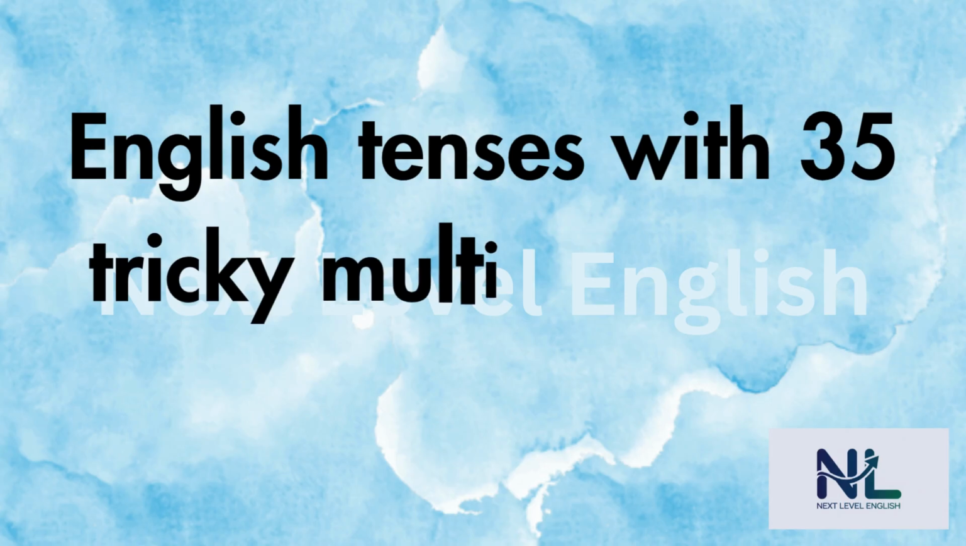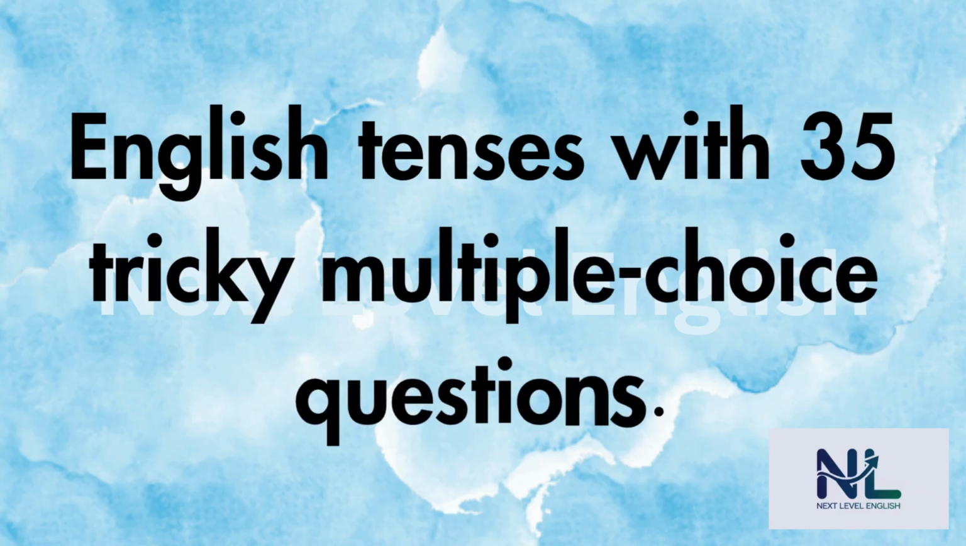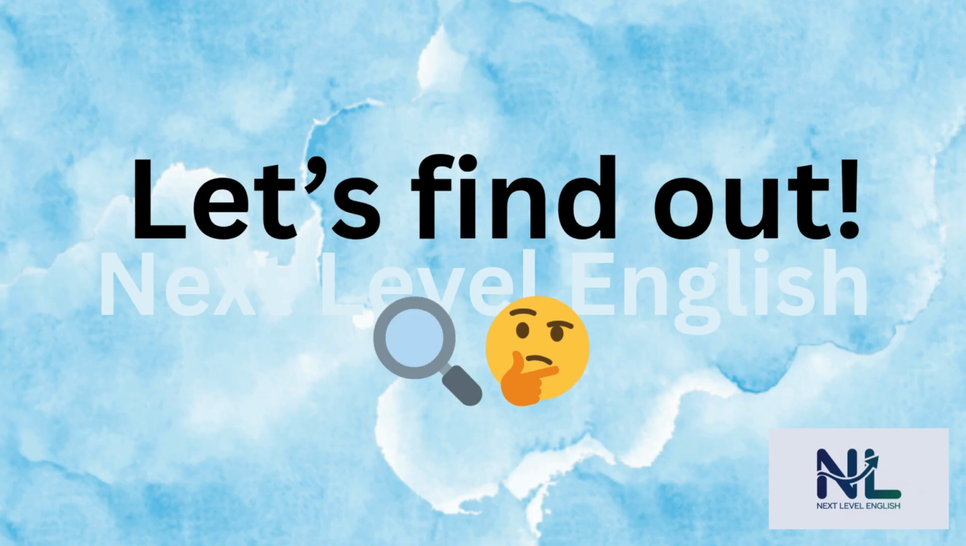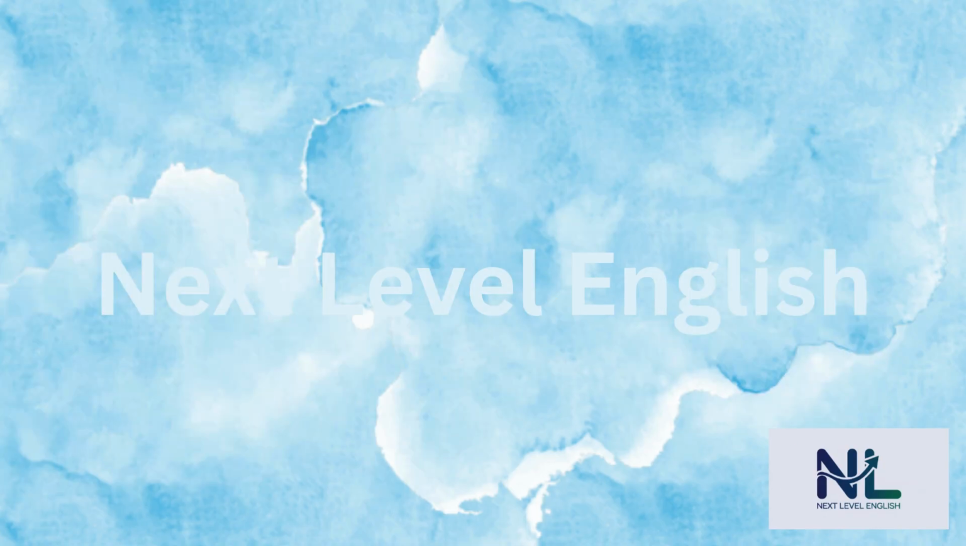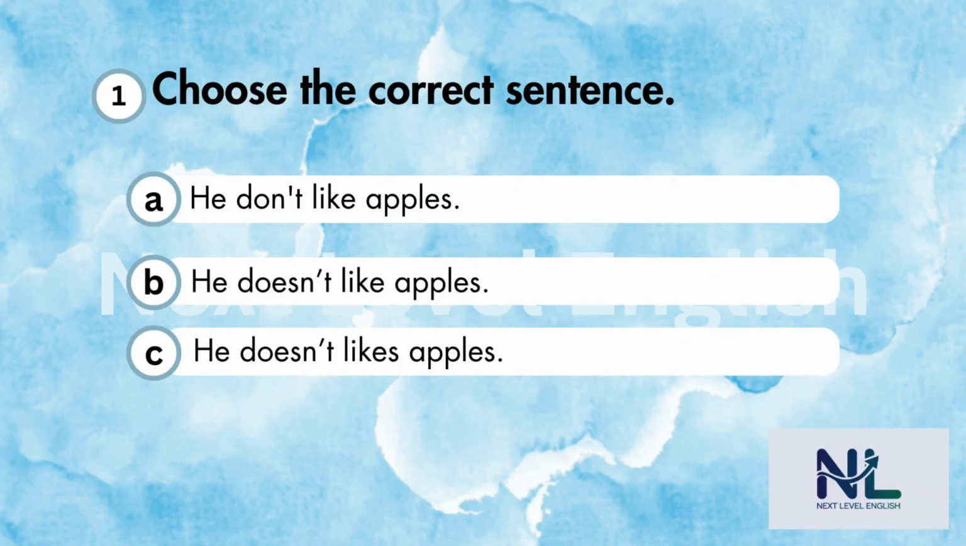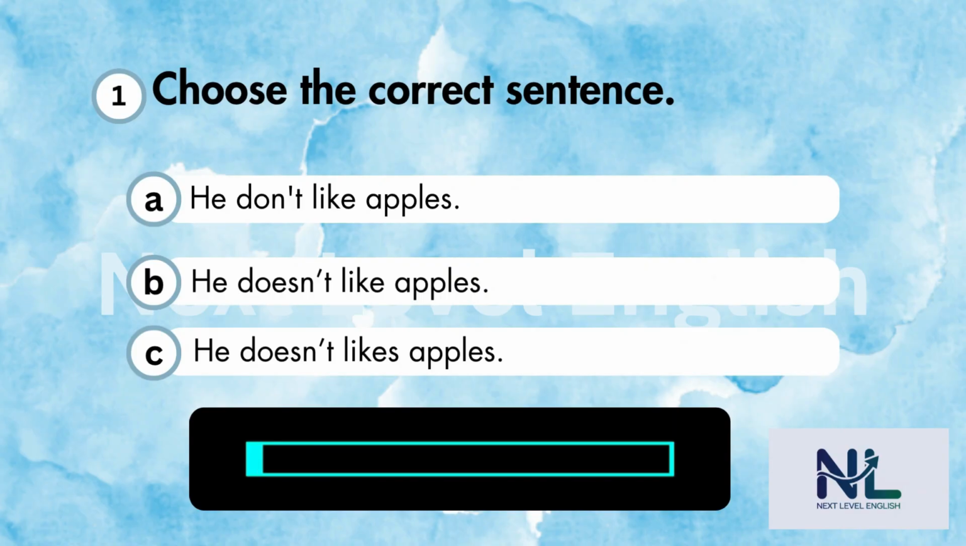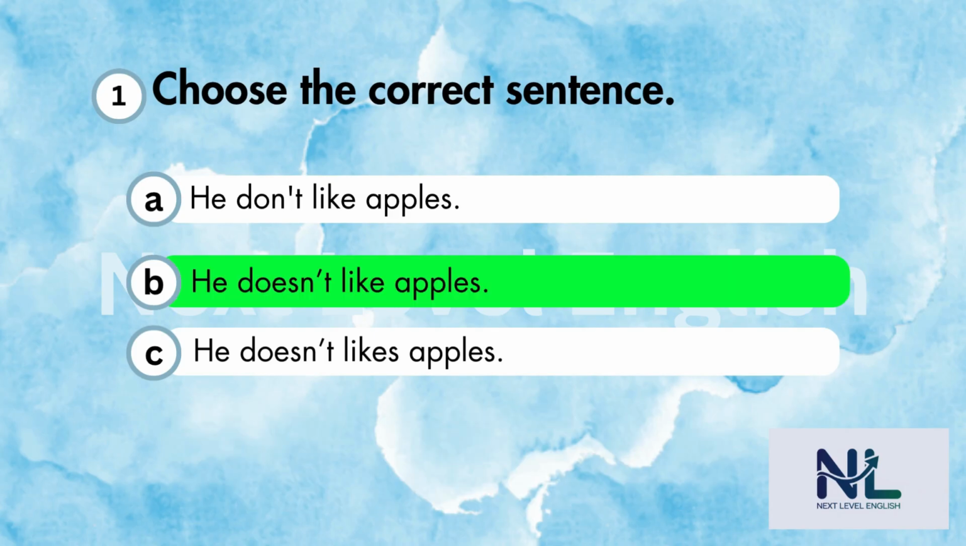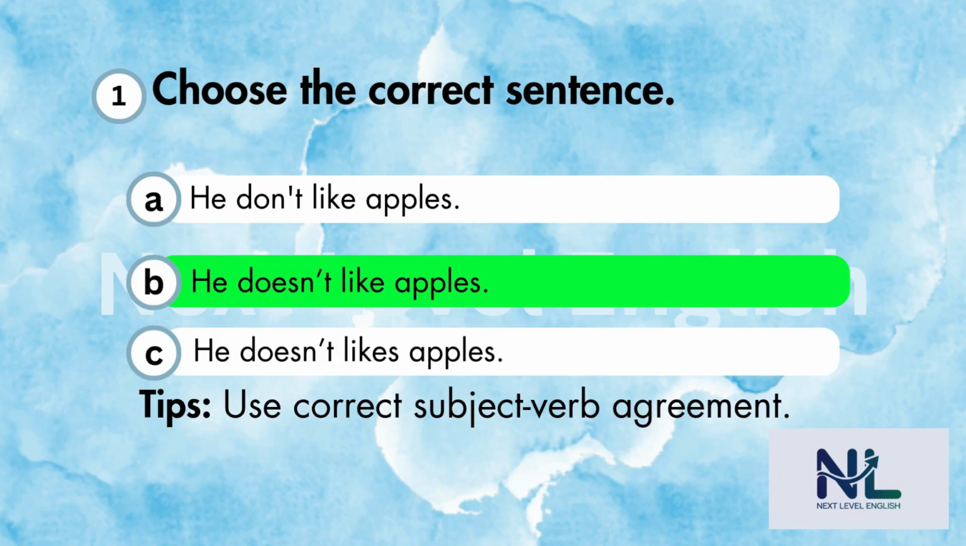Today, we're tackling English tenses with 35 tricky multiple choice questions. Think you can master them all? Let's find out. 1. Choose the correct sentence. He doesn't like apples. Tips: use correct subject verb agreement.